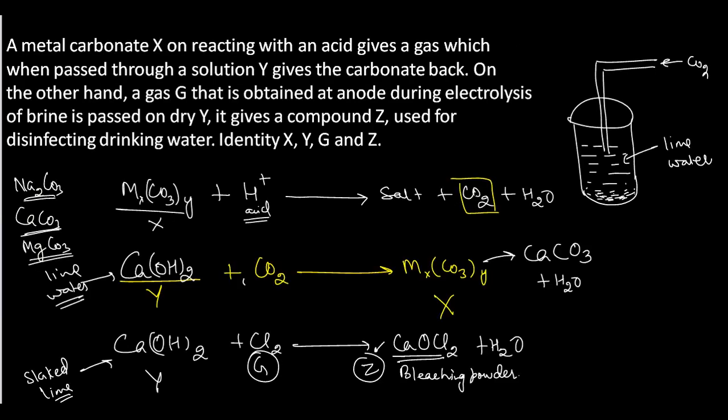So it is confirmed that we need to know this: carbon dioxide gas will be released in this case. The CO2 gas is released. Okay, metal carbonate X on reacting with an acid gives a gas which when passed through a solution Y. So it is confirmed that the gas is CO2 gas. Now, when it passes through a solution Y, we don't know that solution, this gives the carbonate back.